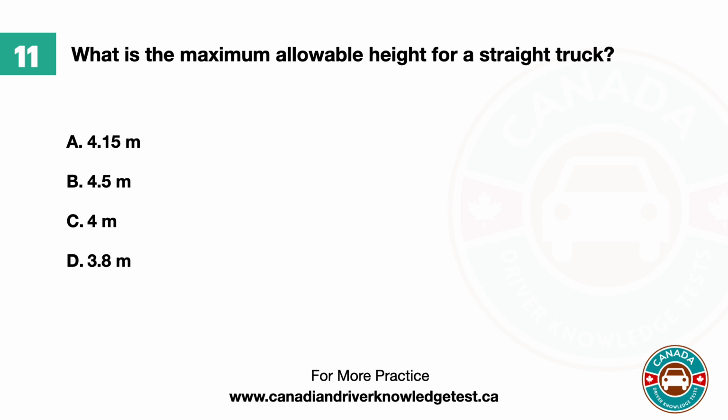Question 11. What is the maximum allowable height for a straight truck? A. 4.15 m, B. 4.5 m, C. 4 m, D. 3.8 m. The answer is A. 4.15 m.